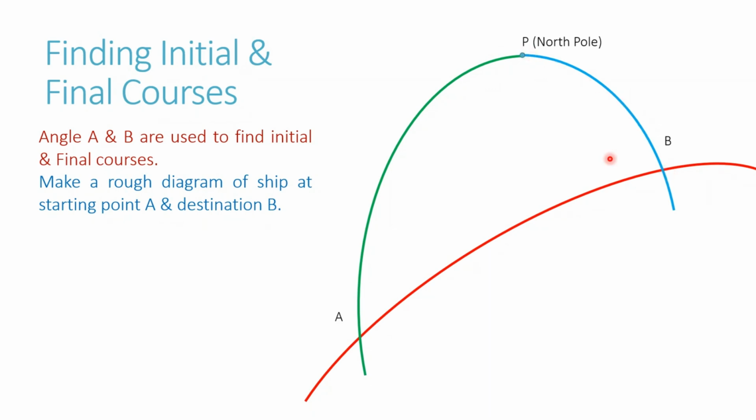So you see the North Pole, you see the initial position A, and you see the final position B. AB is the great circle track between these two positions. Let's first make a rough diagram of the ship at position A when it is moving on this great circle track. And let's make the rough diagram of the ship at our destination position B. So we have the rough diagram at both these locations visible now.